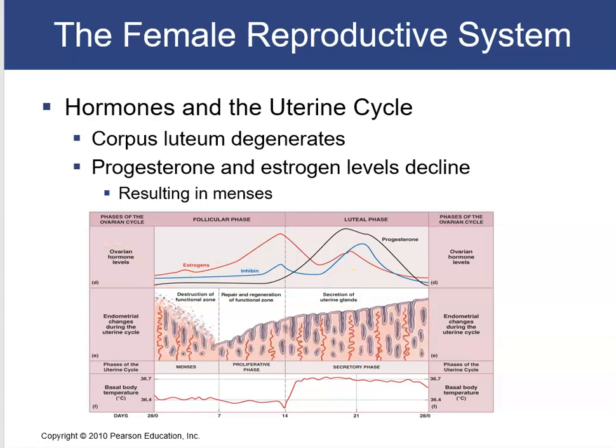Now, how do these hormones affect the uterine cycle and what's happening at the level of the uterus? When the corpus luteum degenerates, progesterone and estrogen levels decline. This is what results in menses, the deterioration and destruction of the lining that we talked about earlier. So the endometrial tissue will begin to shed, and it will shed for several days. It will continue to shed until we start to see a rise in estrogen levels. These rising estrogen levels will stimulate the regeneration of the functional zone, and this is known as the proliferative phase.